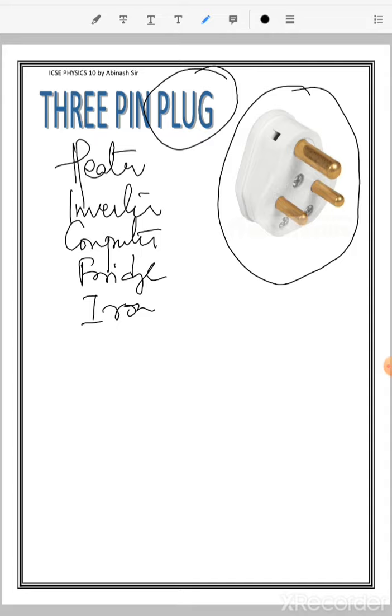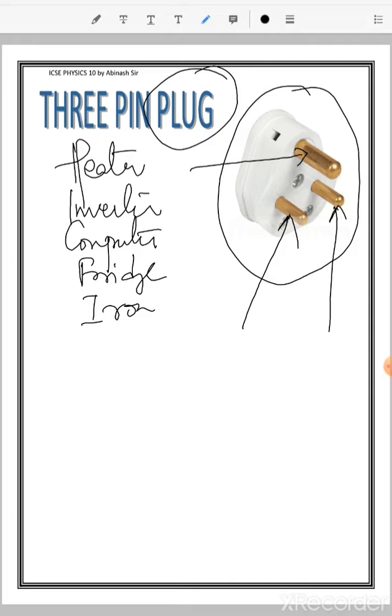Now we must learn about the 3-pin plug properly, because you will at least get one question from this 3-pin plug. You may get a figure exactly in the same manner in the exams also. You may be asked what we call this pin, what we call this pin. So the names of these pins and their location. You cannot interchange the location of these pins. So let's learn about them.